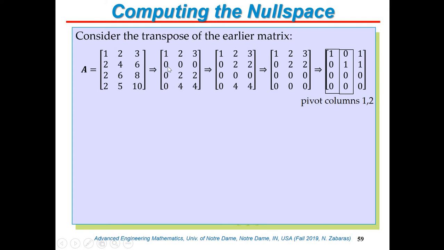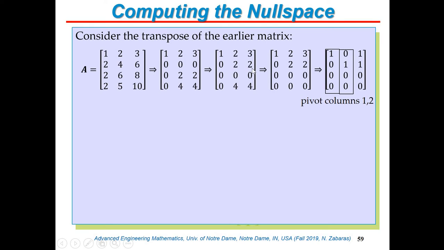Obviously, this row was a linear combination of the previous row. You can see two times the first row gives you row two. So we're going to have to do a row exchange. Okay. So we're going to put this 0, 2, 2 as the second row, okay?